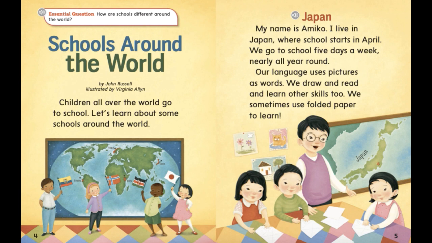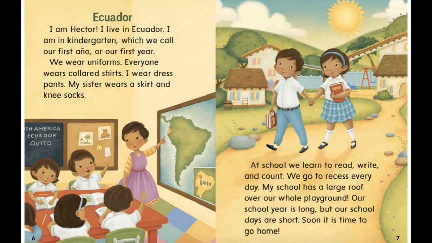Good readers compare information in the text to other information, including their own experiences, to help them understand it better. I see many ways that schools in Japan are like schools here. First, we both learn to read and write, and we both go to school 5 days a week. I can also contrast the information in the text or talk about how schools are different. In Japan, school starts in April, but here, school starts in August. And in Japan, the language uses pictures as words, and we use letters to make words.